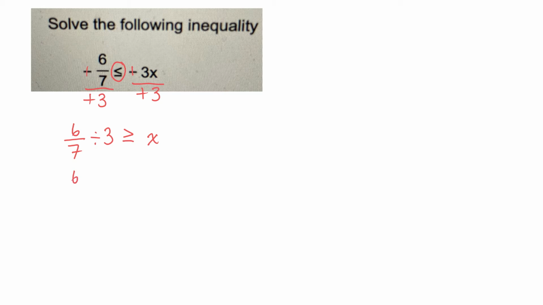Okay, so dividing by a number I can change to multiplying by the reciprocal. So if it's 3 over 1, the reciprocal is 1 over 3, greater than or equal to x. So I'm going to have 6 over 21 greater than or equal to x. And then I can divide 3 into both of those, so it'll be 2 over 7 greater than or equal to x. Okay, let's deal with this switcheroo thing.